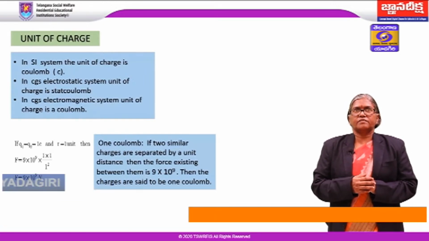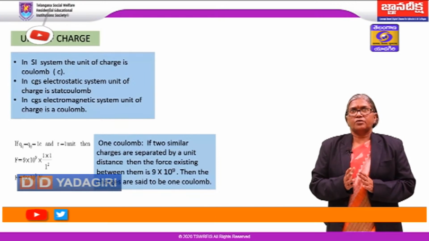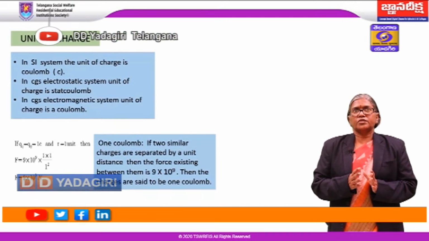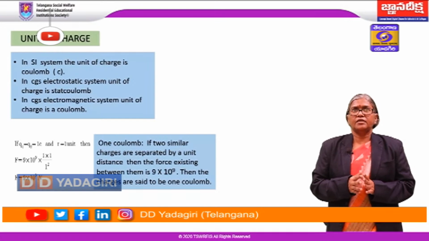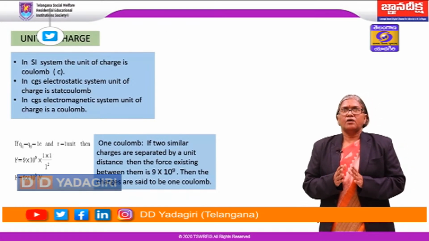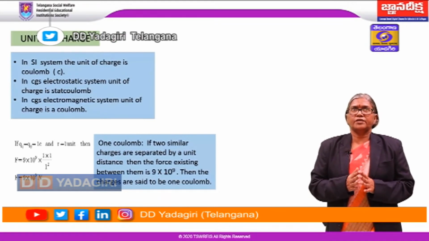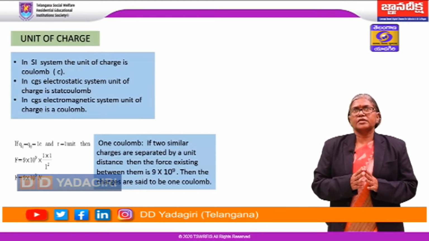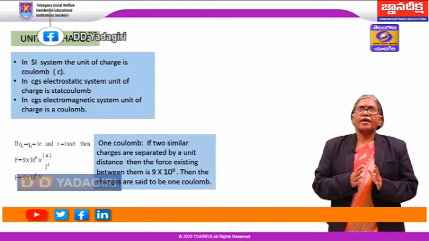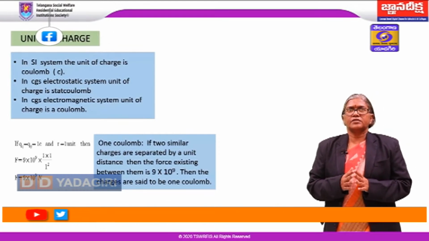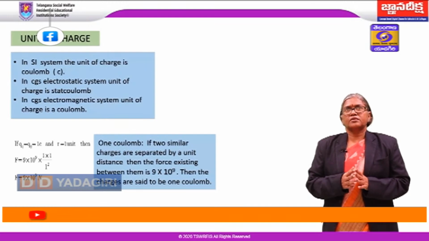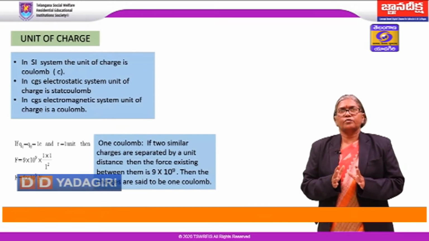So how do we define this one? If two similar charges, Q1 is equal to Q2 is equal to 1 coulomb, we can say that if two similar charges are separated by a unit distance, that means r is equal to 1 unit, and the force existing between them is 9 into 10 to the power of 9 newtons, then those charges are said to be 1 coulomb.